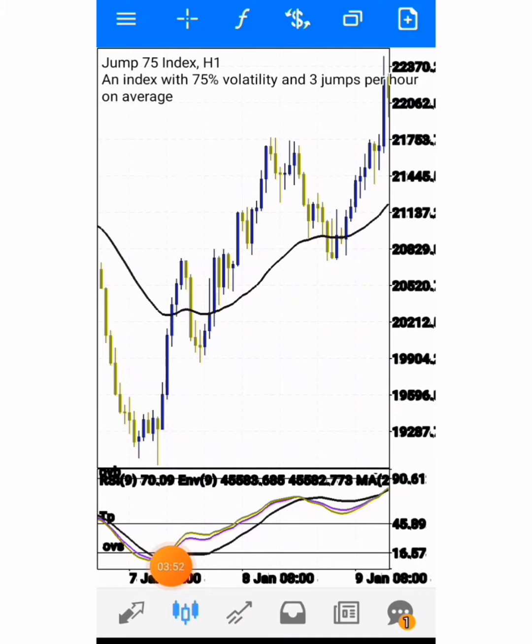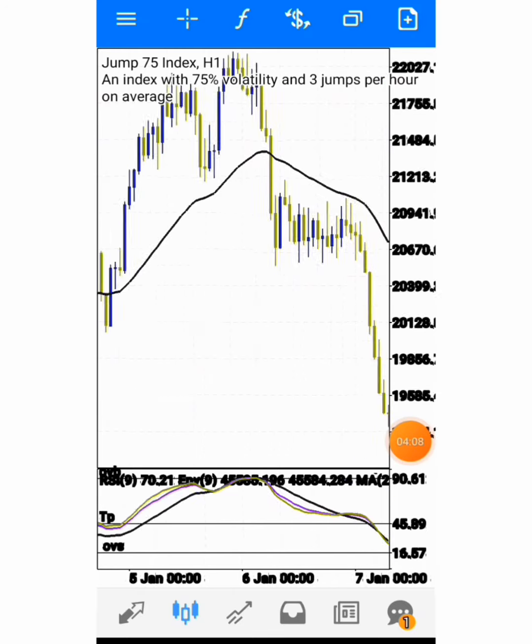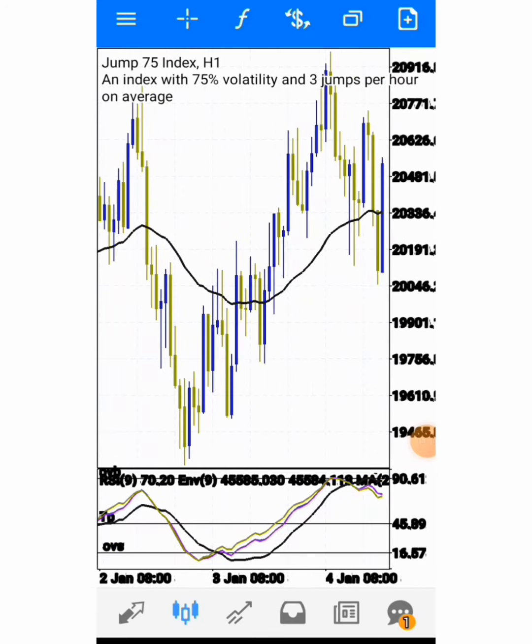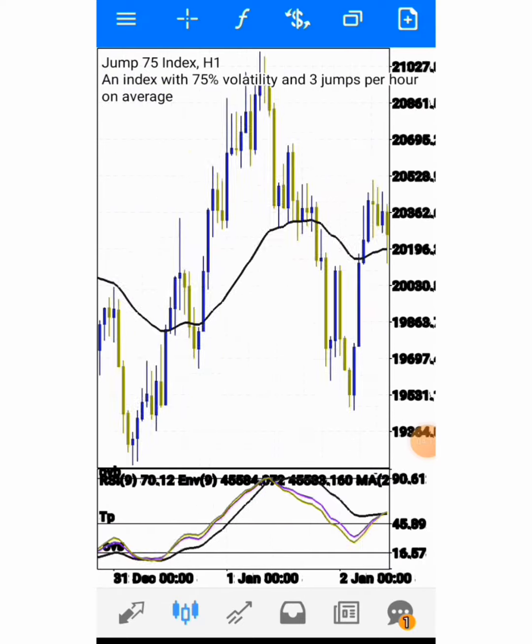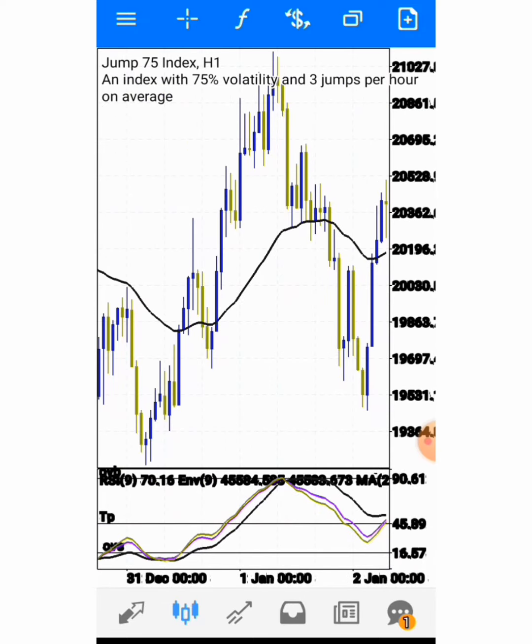So you can see this one here, the market crossed here. But if you missed it here, you could also have entered the market around here. So this black one on the main chart is also serving as a support or resistance sometimes in the market. You can see the thing is good. And before I end this video, let me show you the settings.